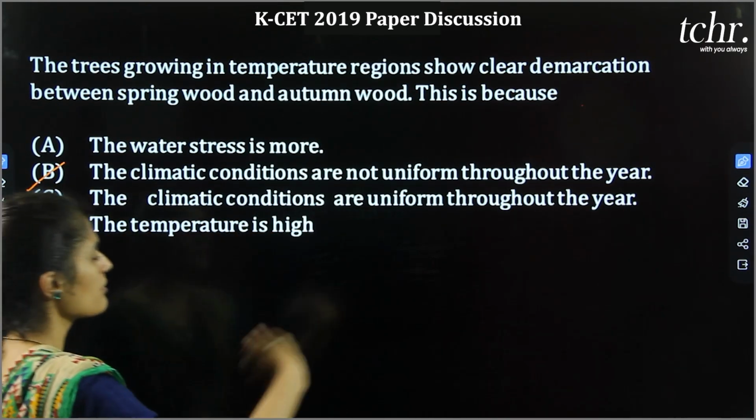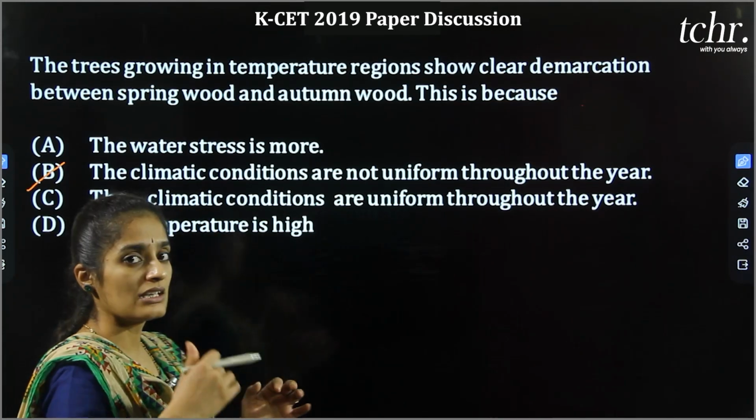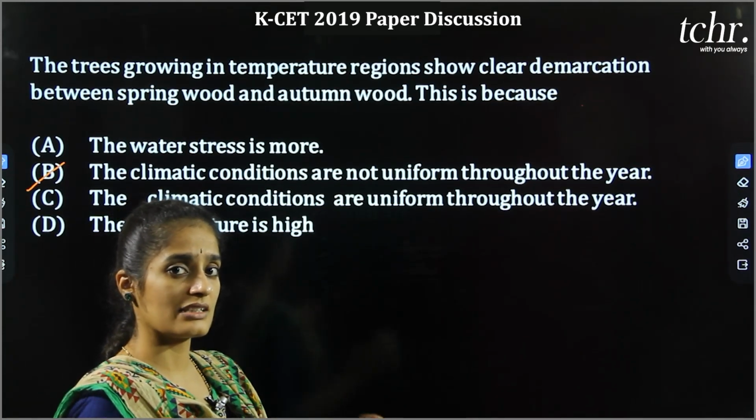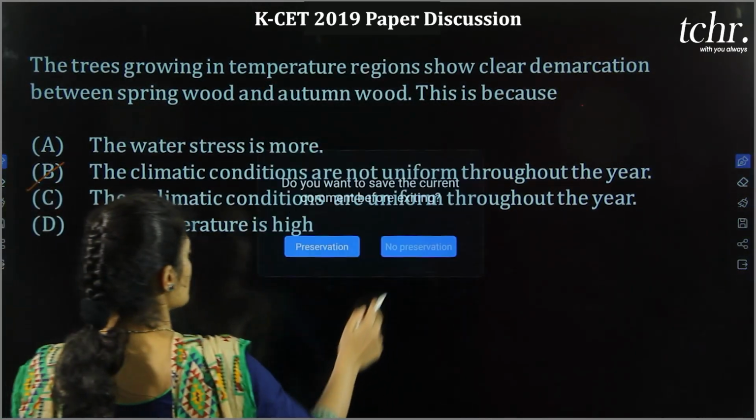Climatic condition is not uniform throughout the year, so in spring you can see the difference between the spring and autumn. You can see the difference in their cell division as well. So B is the correct option.